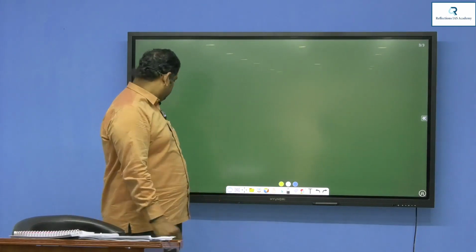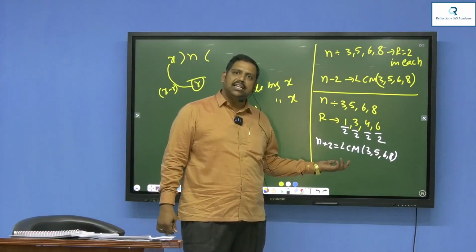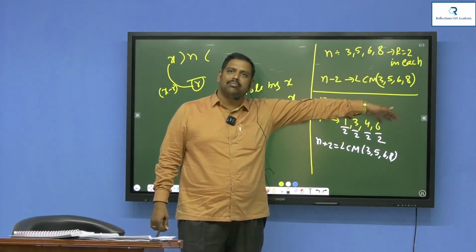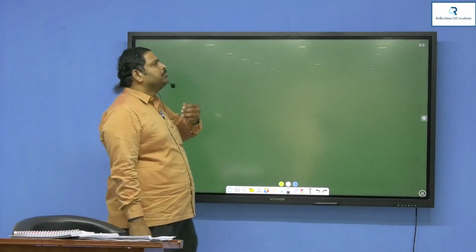N plus 2 only. I clearly said that n plus 2 is the LCM. So n is nothing but LCM minus 2. Okay. Good. Right. Observe that.